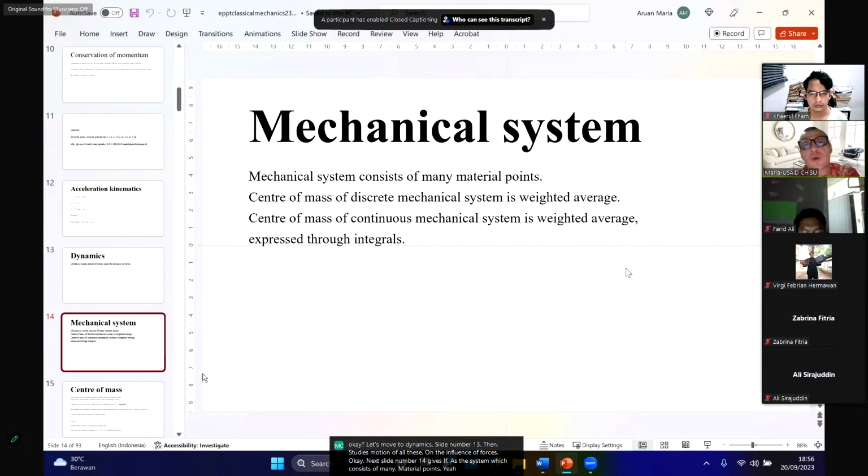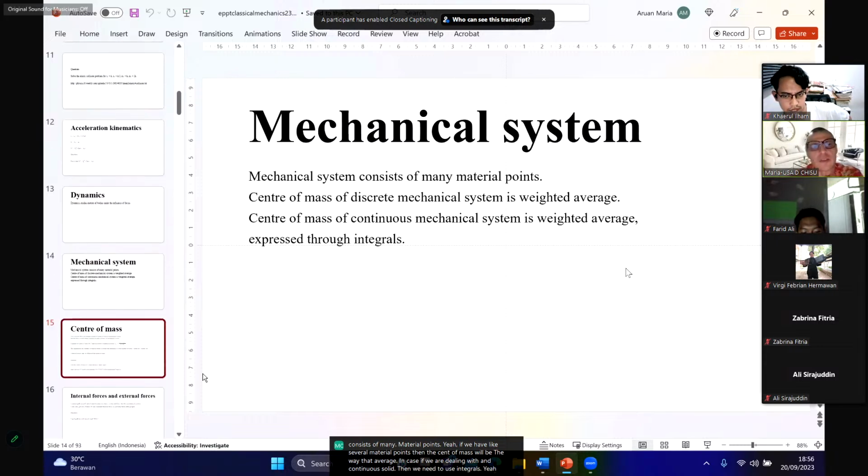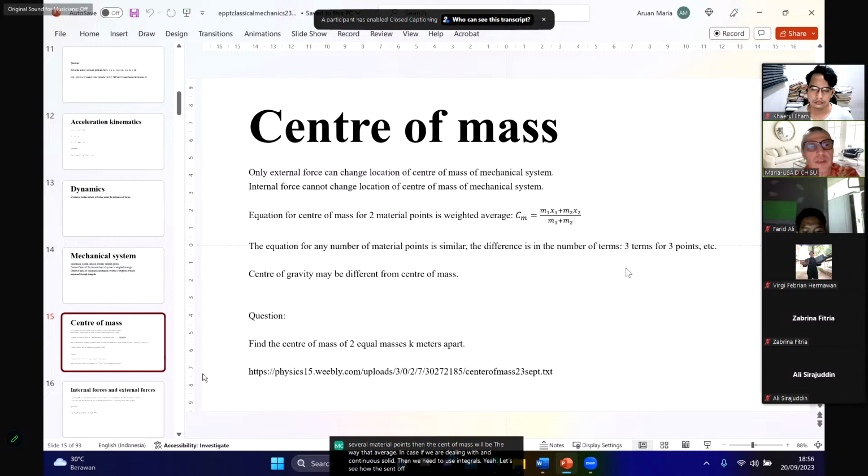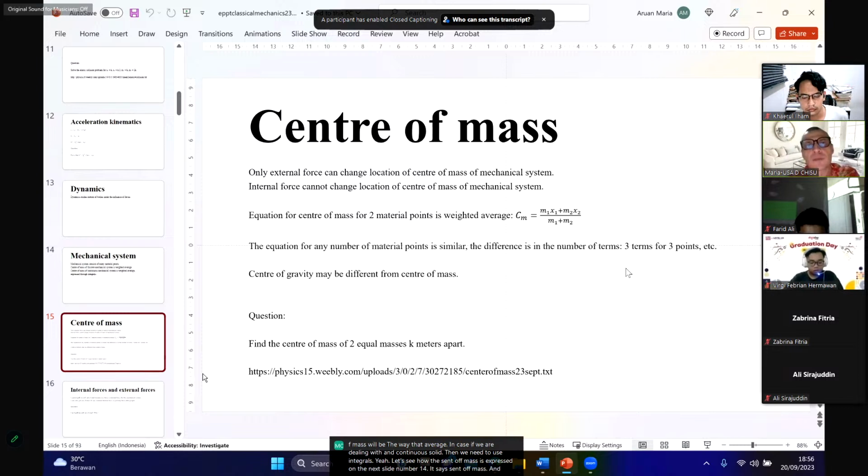If we have several material points, then the center of mass will be the weighted average. In case we are dealing with a continuous solid, then we need to use integrals. Let's see how the center of mass is expressed on the next slide, number 14. It says center of mass. And we must remember that only external forces can change the location of the center of mass of a mechanical system. And here is the expression for 2 points.